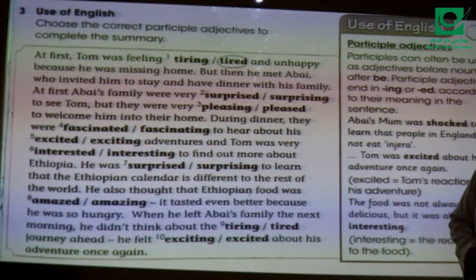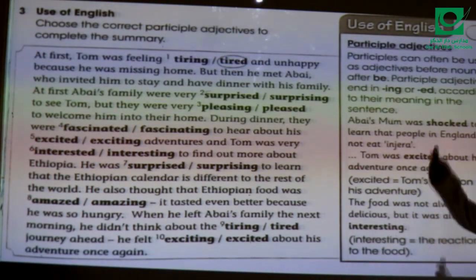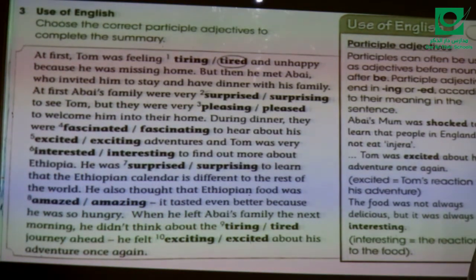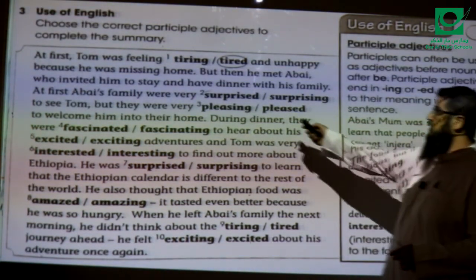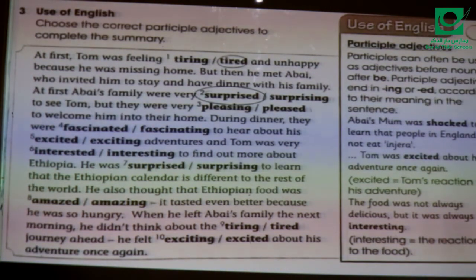Quickly, students, take some time to find the answers. At first, Tom was feeling tired and unhappy because he was missing home, but then he met Abai, who invited him to stay and have dinner with his family. At first, Abai's family were very, according to the family, surprised or surprising? I say surprised to see Tom, but they were very pleased to welcome him in the home. During dinner, they were very fascinated to hear about his exciting adventures, and Tom was very interested to find out more about Ethiopia.